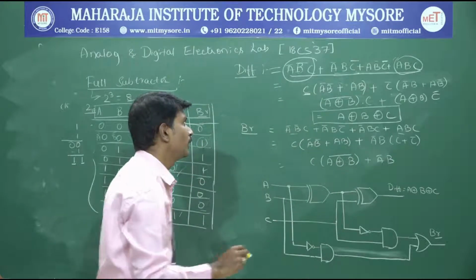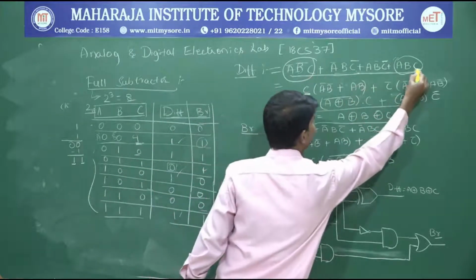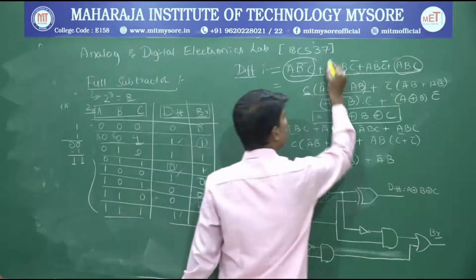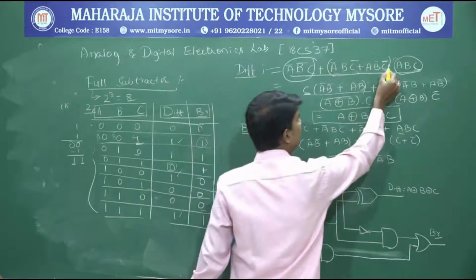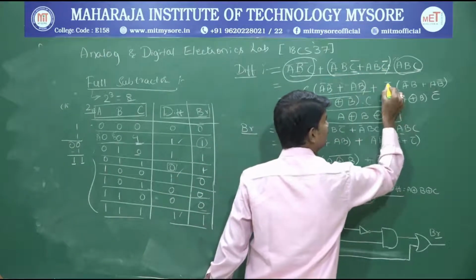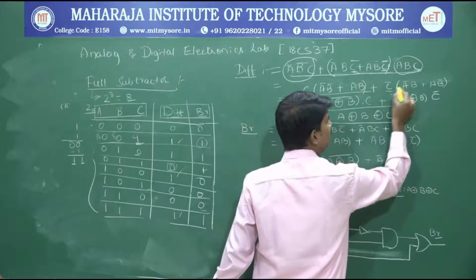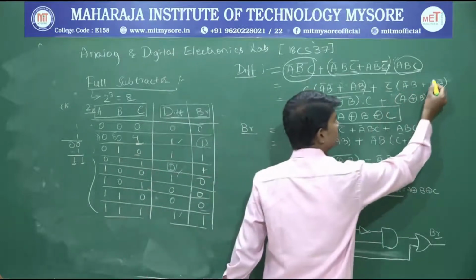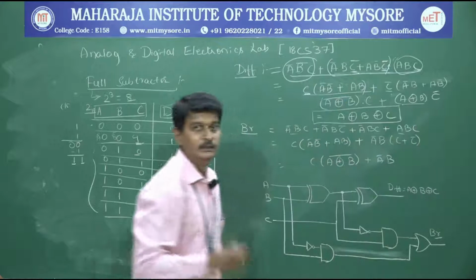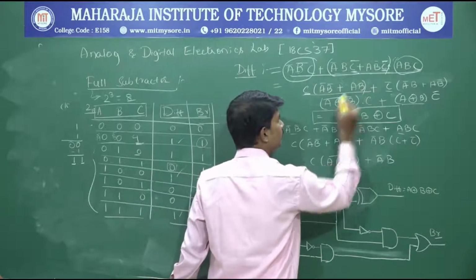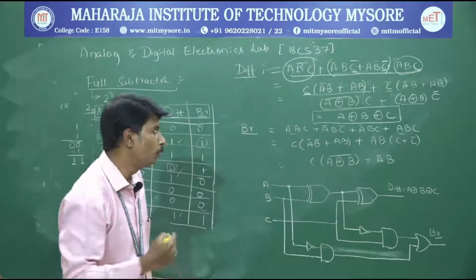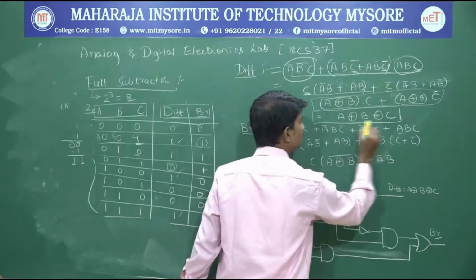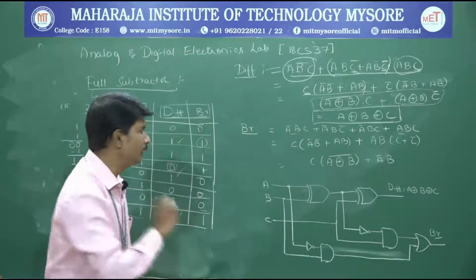From these two SOP forms, we can factor out the common variable C, and write it as C into A bar B bar plus AB. Between the other two SOP forms, C bar is common, so I have taken C bar out, which gives C bar into A bar B plus AB bar. We know that A bar B plus AB bar equals A XOR B, and similarly A bar B bar plus AB equals A XOR B whole bar. So the whole term can be rewritten as A XOR B XOR C.